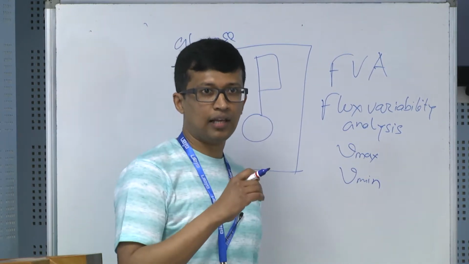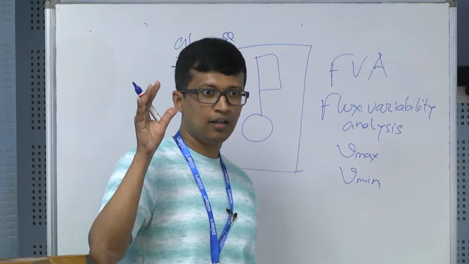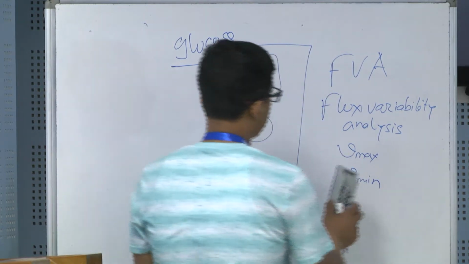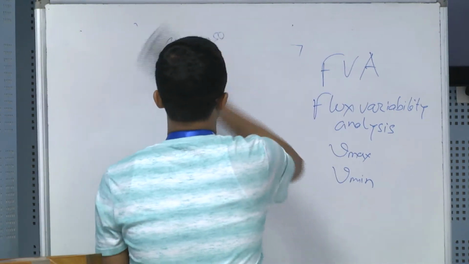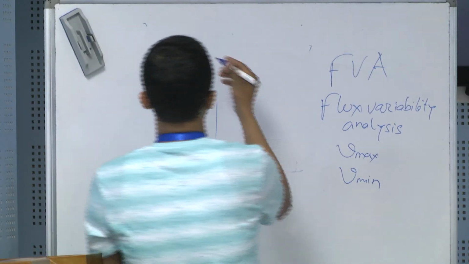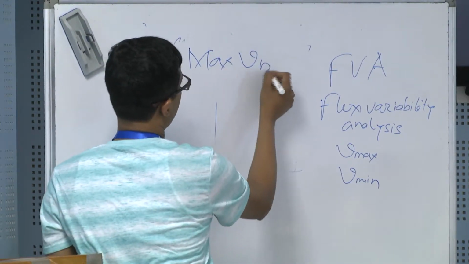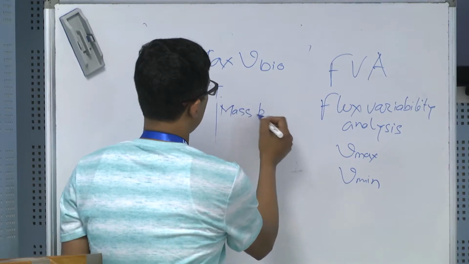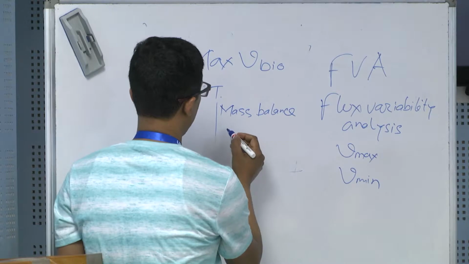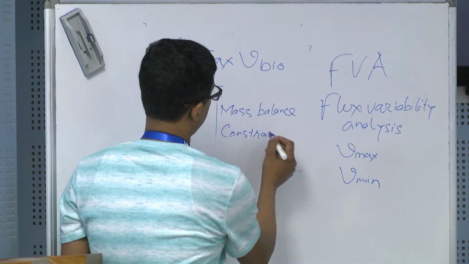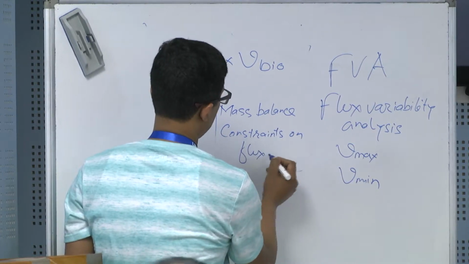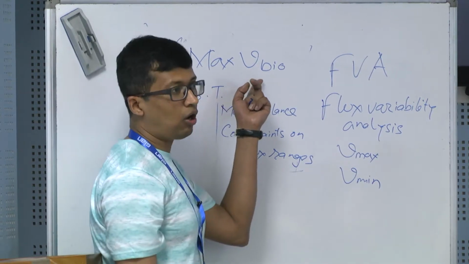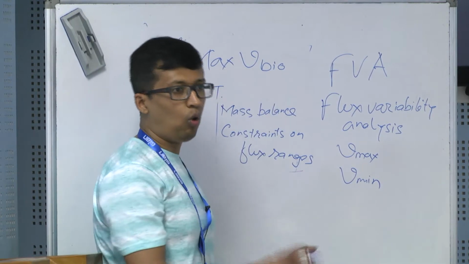So what I would like to tell you is, if you remember the flux balance model, what we did yesterday, we have biomass as our objective, right? So what we did yesterday, we maximized biomass, and then we have some constraints like the mass balance constraint or conservation of mass constraint and constraint on flux range, right? That's what we did yesterday. To do flux variability analysis, you will not use VBio, but you will use all possible reactions.